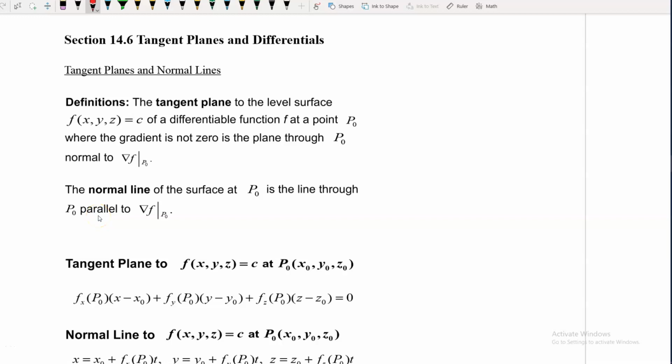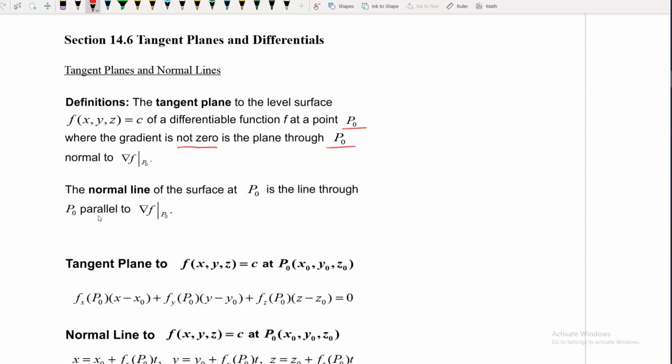Hello everyone, here in this section we have tangent planes and differentials. Definition: the tangent plane to the level surface f of x, y, z equal to c of a differentiable function f at the point p naught, where the gradient is not zero, is a plane through p naught, normal to the gradient of f at this point p naught.